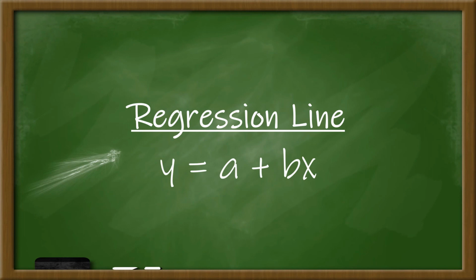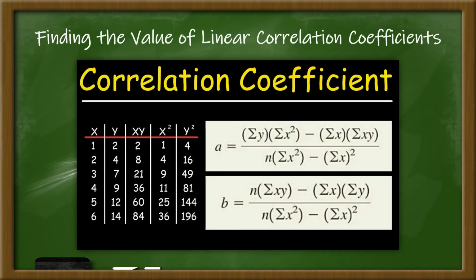To find the regression line equation, there are the following steps. Step 1. Make a table. Step 2. Find the values of x and y. Place them in the appropriate columns and sum each column. Step 3. When r is significant, substitute in the formulas to find the values of a and b for the regression line equation y equals a plus bx.